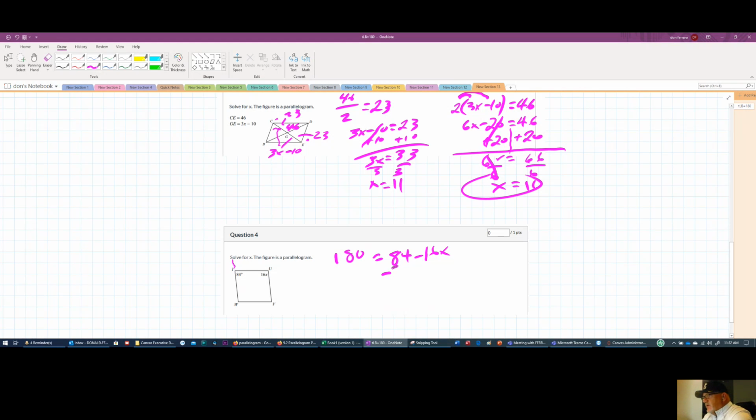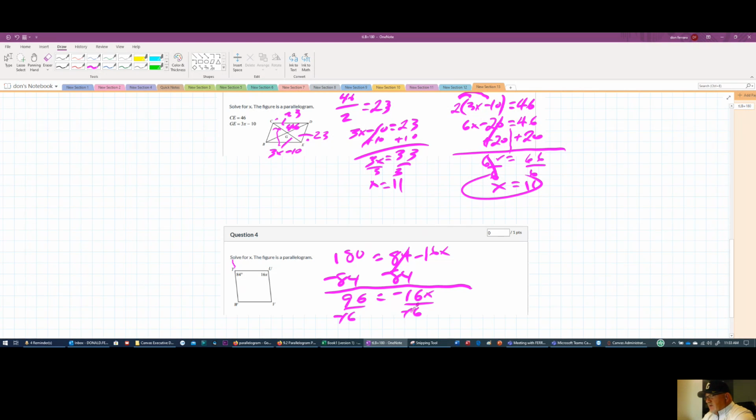Now, I'm going to subtract 84 from this side. Subtract 84 there, I subtract 84 here. 180 minus 84 is going to be 96. That cancels out. And that equals negative 16x. So now I divide by negative 16, and I divide by negative 16.